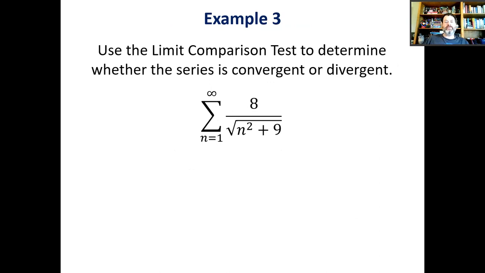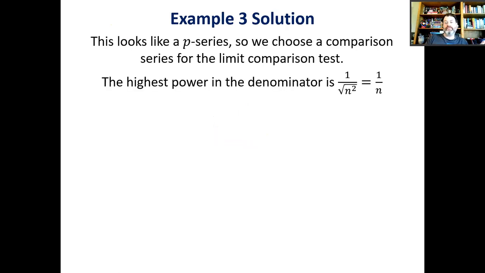All right, so let's determine convergence or divergence here. So just looking at it, we really don't know. But you might look in the denominator and see that we have a square root of n squared. So the square root of n squared is, and we're only dealing with positive terms, n. So that tells us that 1 over n is a good comparison series. It looks like a p-series.